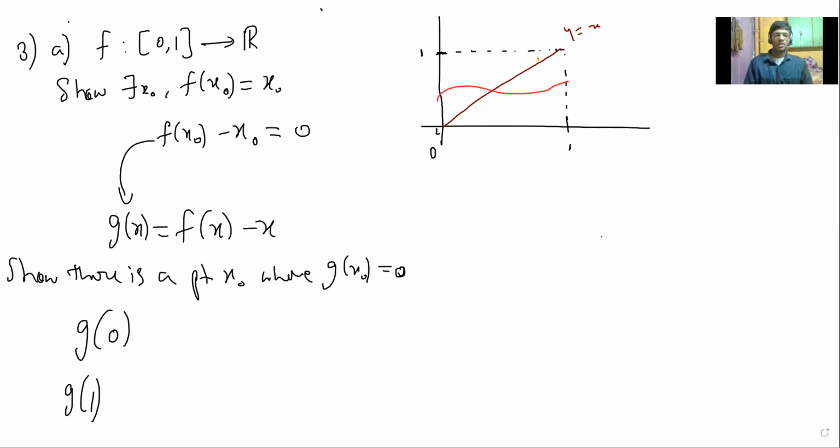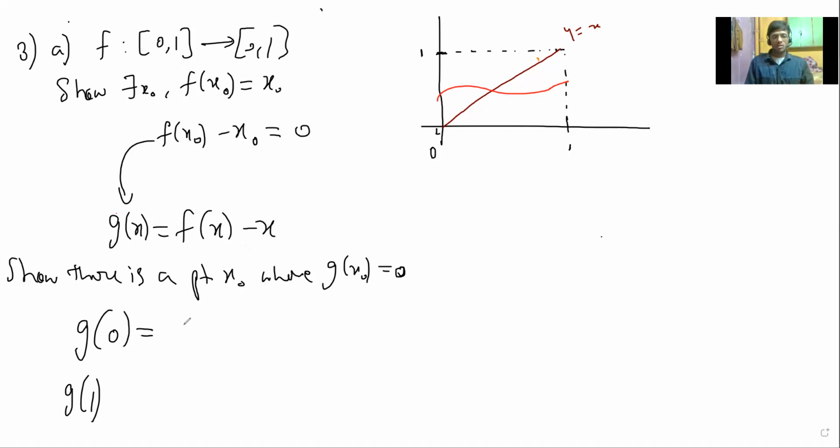Remember, the range is [0, 1]. It does not work if the range is R. This will work only when this interval is getting contracted to this interval, and in that contraction process, something gets fixed. It's a very fundamental thing. It's not just about these things; it holds in general.